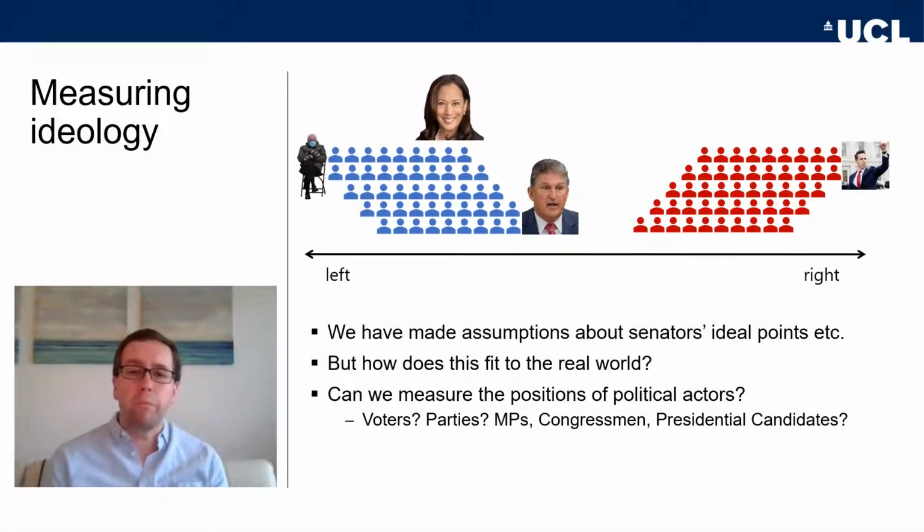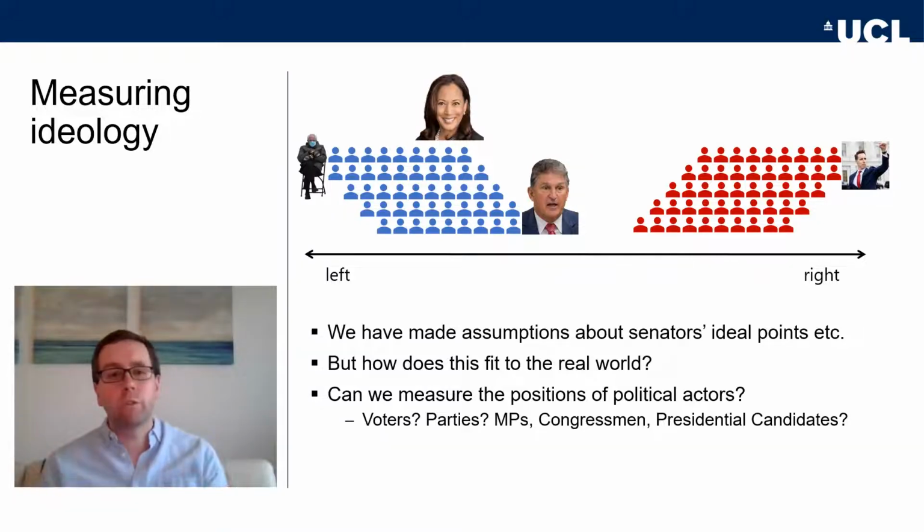We have learned about the median voter theorem and about the spatial model of politics. And we made all sorts of assumptions about political ideology and underlying dimensions. But of course, the question is, that's a theoretical model, but we need to test it empirically. We need to think about how this relates to the empirical real world. Can we measure these kinds of things? Is there such a thing as a latent underlying dimension? So that's what we need to talk about.